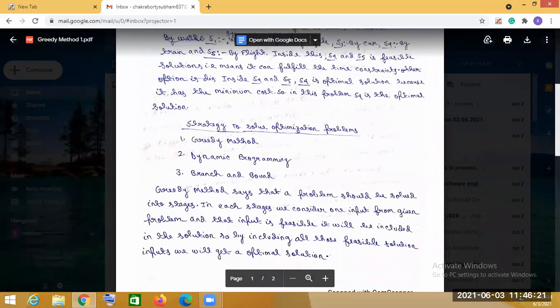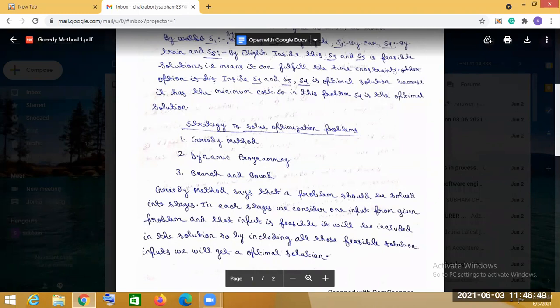Now the greedy method says that a problem should be solved in stages, and in each stage we consider one input from the given problem, and if that input is feasible, it will be included in the solution. By including all those feasible inputs, we will get the optimal solution. Now, in simple words, we can explain what it is.